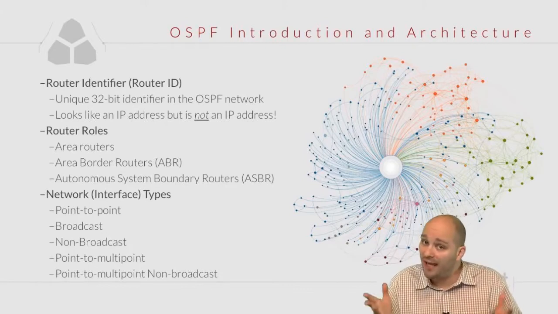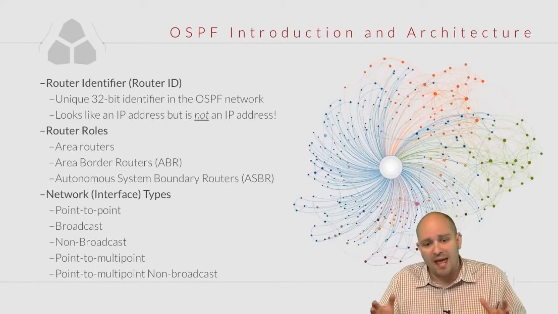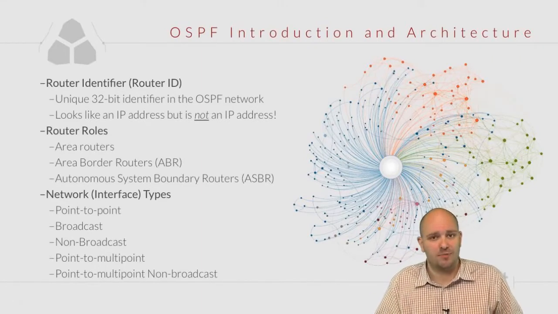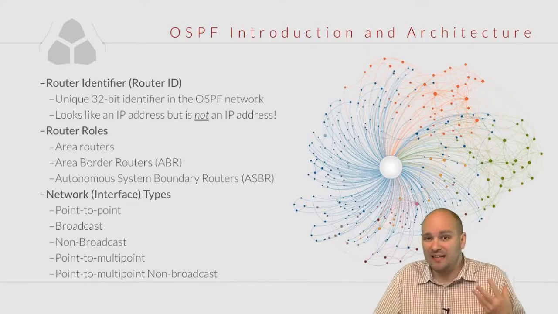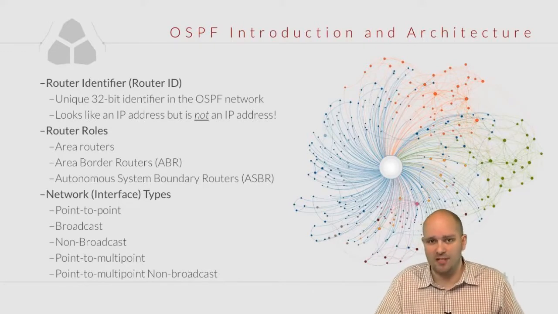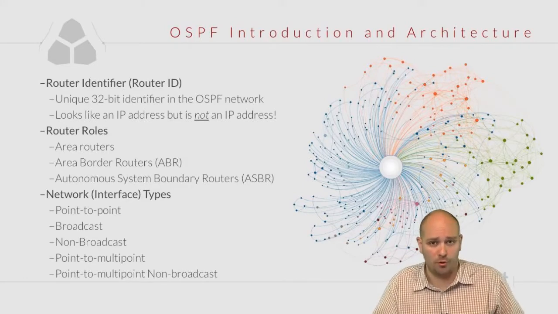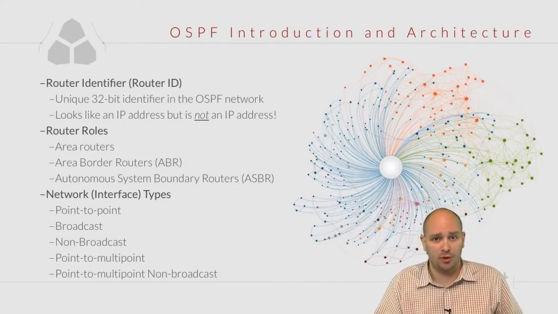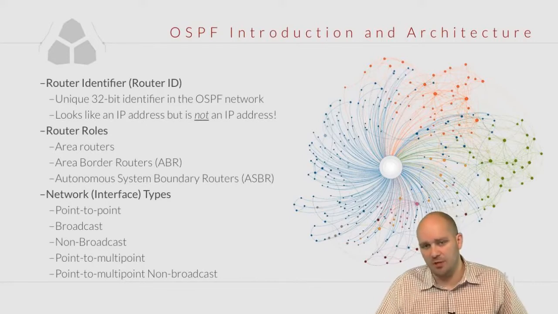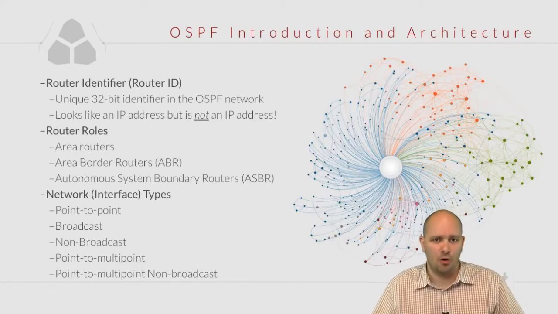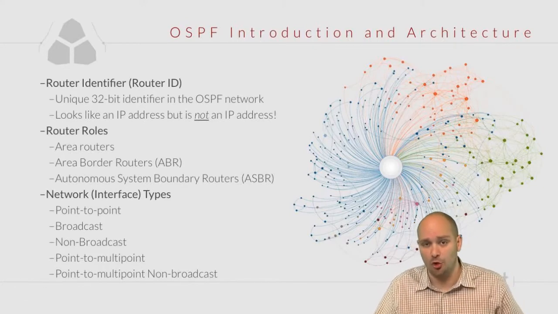Not only does OSPF make a difference between different router roles, not all interfaces in OSPF are the same or behave in the same manner. And this is where I'm going to talk about the network types, or you should think about them as the different interface types that OSPF recognizes. OSPF recognizes point-to-point network type, broadcast network type, non-broadcast network type, point-to-multipoint, point-to-multipoint non-broadcast. There is one more that is a very special case, which is loopback. Loopback interfaces are special in OSPF, and this is again something that I will show you in more detail later on.